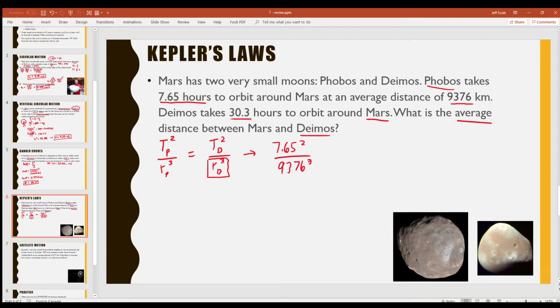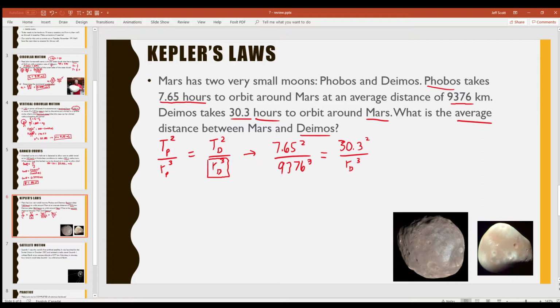9,376 cubed. And in case you're wondering here, you don't actually have to care about your units as long as you're being consistent. I'm putting hours over kilometers. On the other side of this equal sign, I need to make sure I have hours over kilometers. And the good news is this piece was given to us in hours, and we don't know RD cubed, so we're just going to end up realizing that the answer will have to be in kilometers to keep things all even. So anyway, the time period for Deimos is 30.3, and we'll square it, divided by RD cubed.